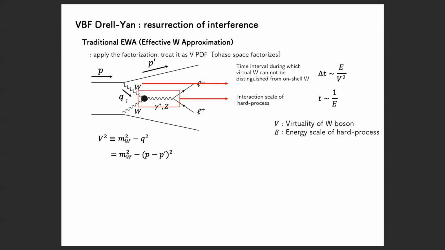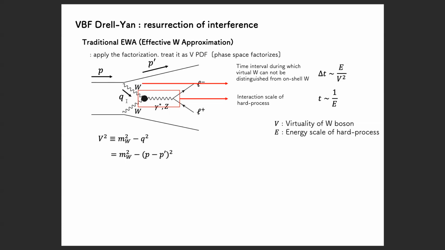When people consider the vector boson fusion process, normally what they do is compute this hard process cross section, and they treat the W as a PDF. They compute the PDF from how the W splits. That's what people do normally, and it's known as the effective W approximation. And there is a regime where this effective W approximation works, and you can safely apply this factorization. The argument for this one is this. For example, if the scale of the process is E, then the inverse of this scale is the typical time scale where this hard process happens.